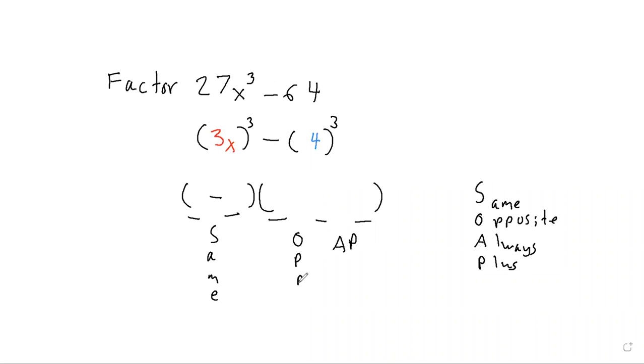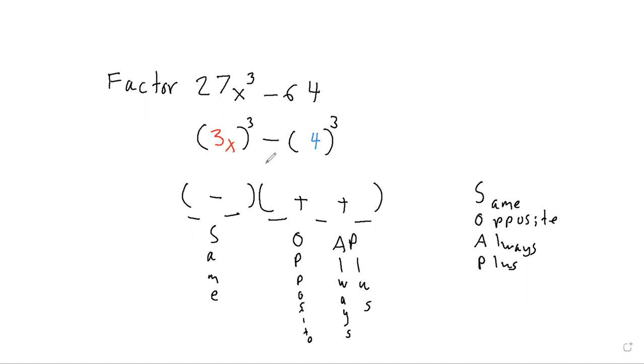O stands for opposite. What is the opposite of a minus? Well, the opposite of a minus is a plus. We started with minus, the opposite of that is a plus. AP stands for always plus. So the second sign in our trinomial is always going to be a plus.